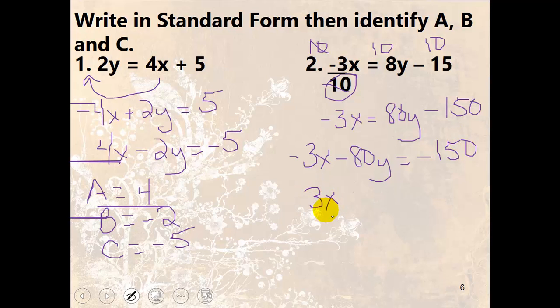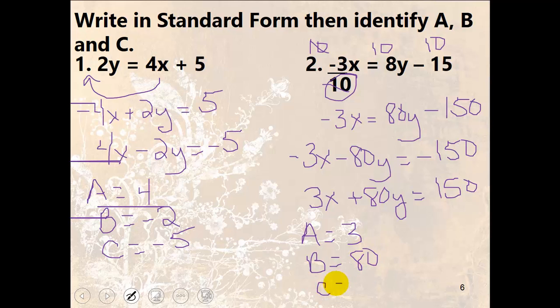3x, it flips my signs, plus 80y equals positive 150. So a equals 3, b equals 80, C equals 150. That's how you write it in standard form and identify A, B, and C.